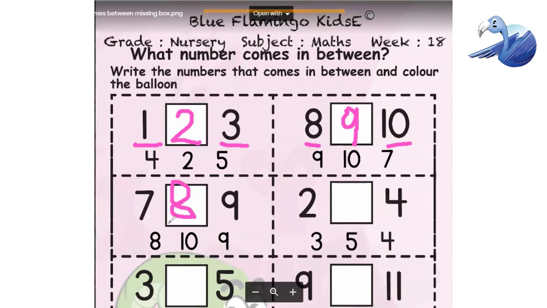Okay. So like this, students, you have to complete the worksheet. Okay. So like 2 and 4. In between 2 and 4 is, search on your paper. You have to circle 2 and 4. So in between 2 and 4 is which number? Show me on your fingers. Take your time and do.